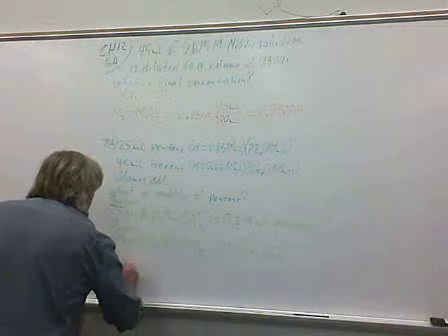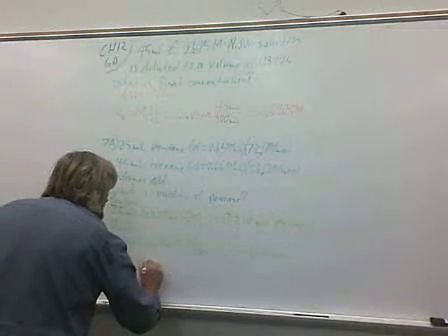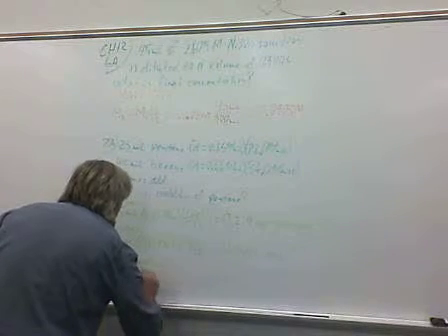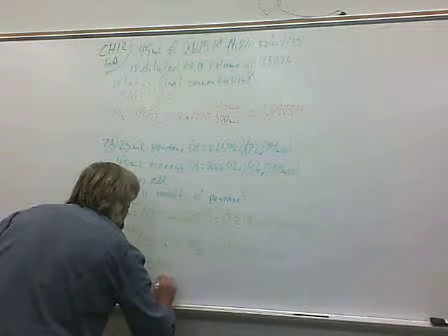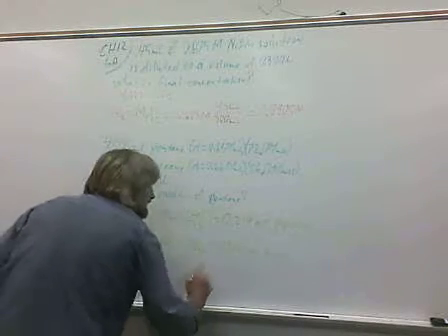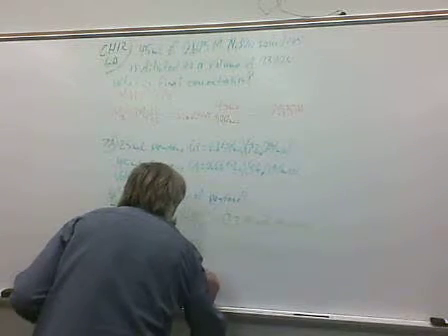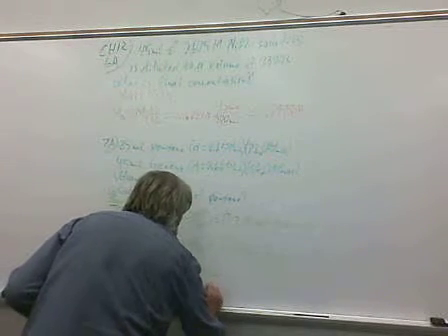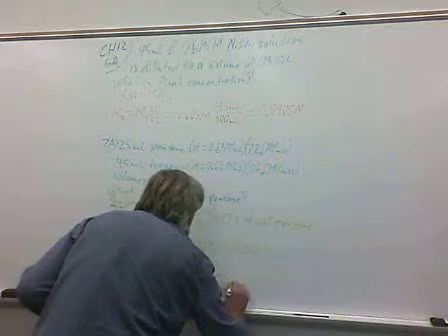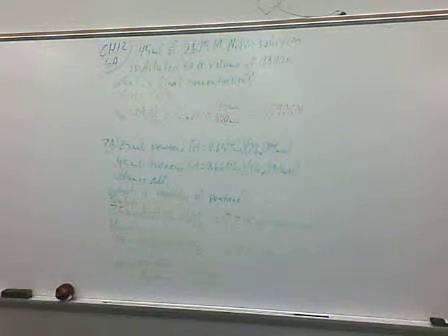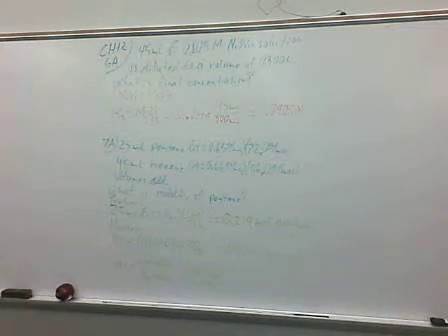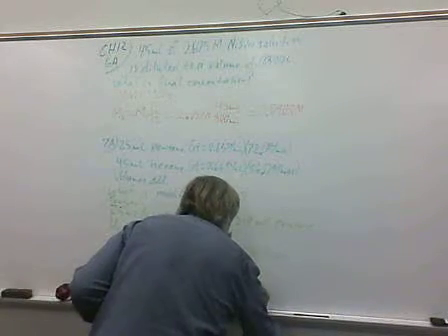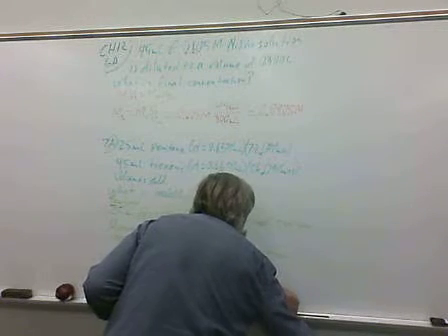So molality is moles solute per kilogram solvent. So it's going to be the 0.219 moles over the 0.030 kilograms. And that gives us a 7.3 molality for pentane.